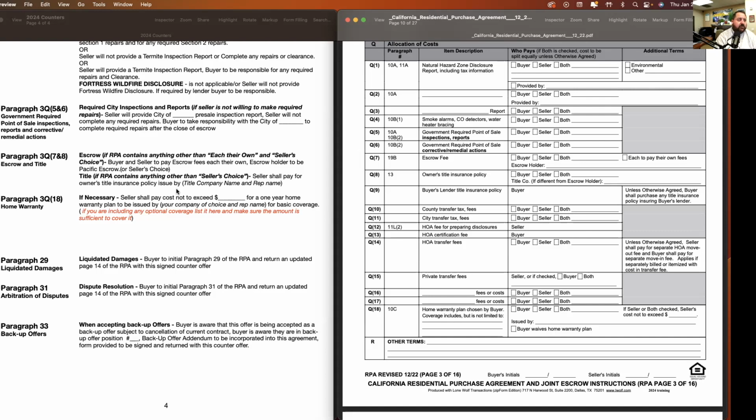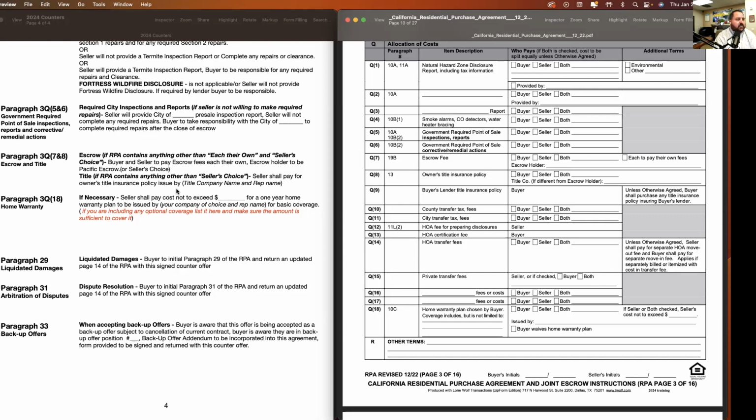So those are what the counters are. Make sure you're countering that my seller is going to provide that report. Just you are going to be responsible for the repairs. Now, if the seller is willing to do all those repairs and get everything cleared off, then you don't need to counter anything. You just get the report and send it to the buyer. The home warranty, this is if necessary.